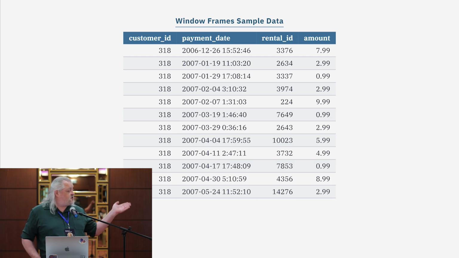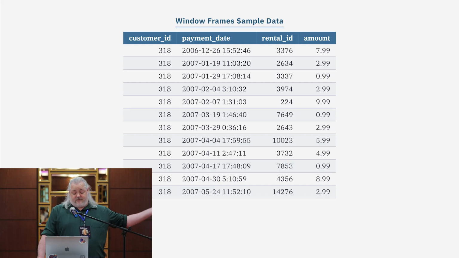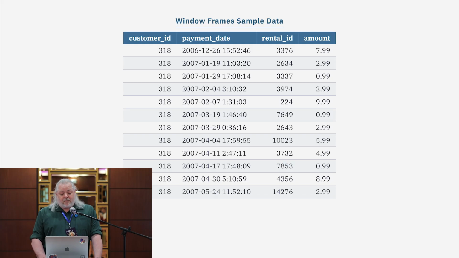And so here we just have the customer ID, which is always going to be 318. We've got the payment date, which varies, a rental ID, and an amount. Nothing too spectacular here, but this is the data we're going to work with.